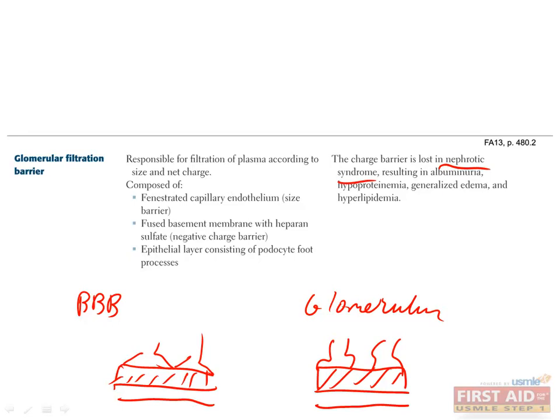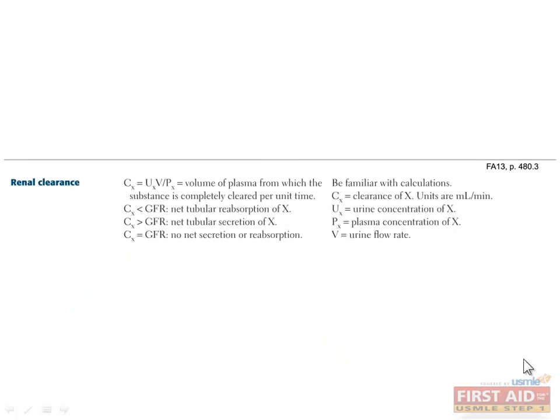Normally, only small solutes are freely filtered through the glomerulus. Now, let's move on to some equations that are important for renal physiology. The math involved isn't too complicated, but you should still be comfortable doing these calculations, so we'll go through some examples as we move forward.